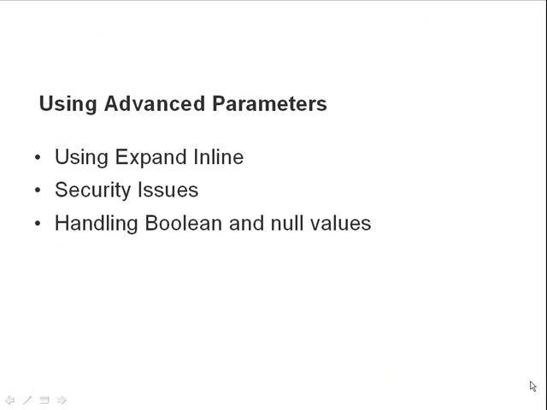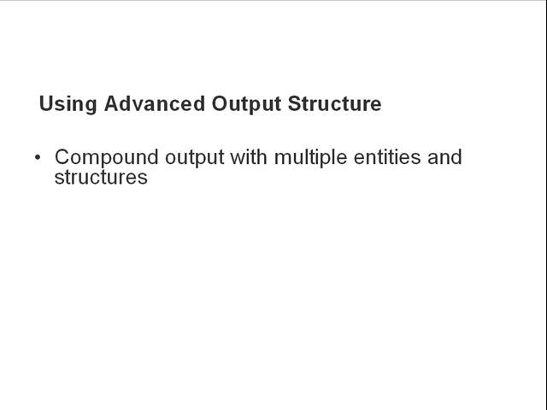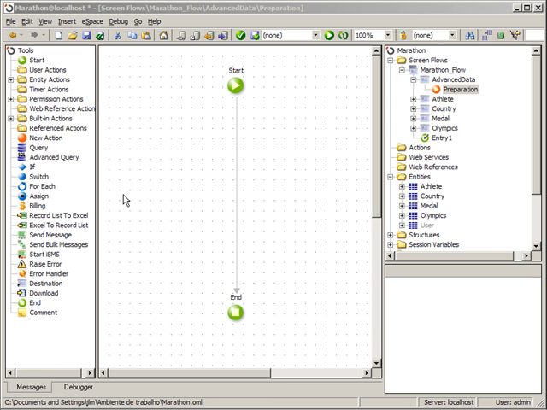Another exclusive option in advanced queries is the possibility to unite different types of data in the same compound output result. This way you can have an output based on a combination of multiple entities and structures. Let's see an example.